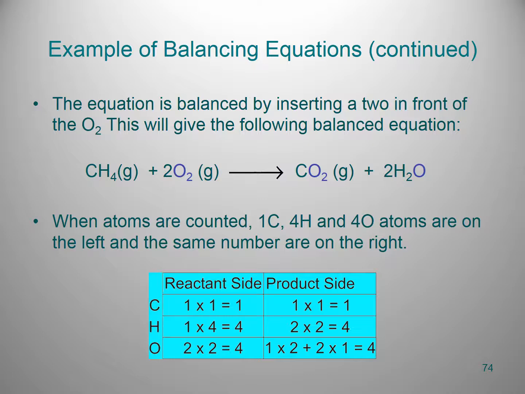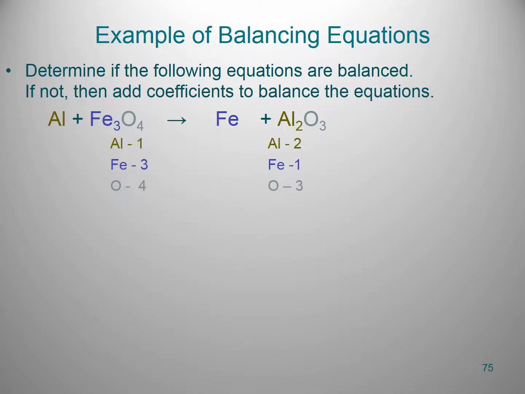All right, let's continue with another example. Determine if this equation is balanced, and if not, add coefficients to balance it. So aluminum plus iron oxide gives us iron plus aluminum oxide. We can see on the left 1 aluminum, 3 iron, 4 oxygen. On the right, 2 aluminum, 1 iron, 3 oxygen. So of course they're not balanced.